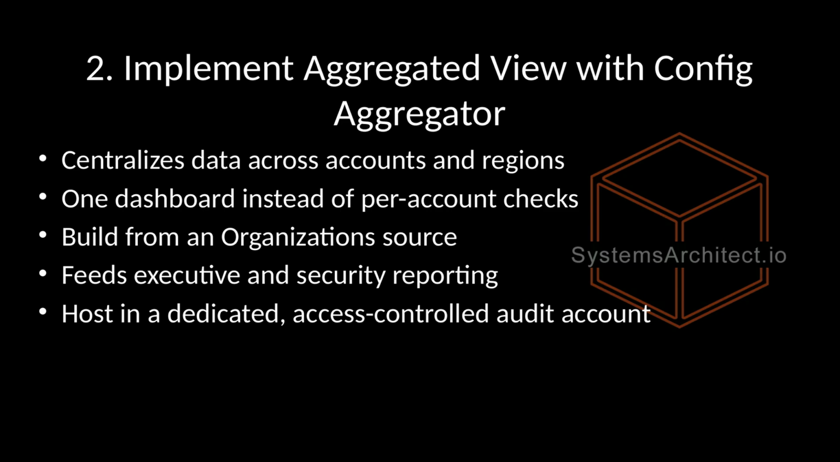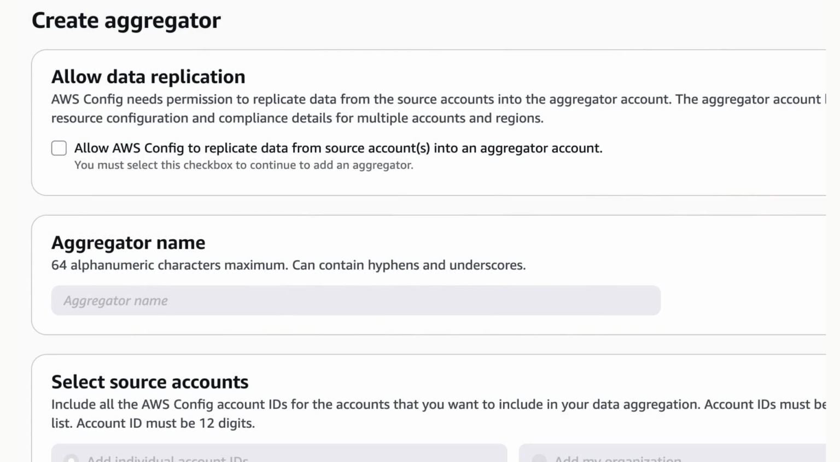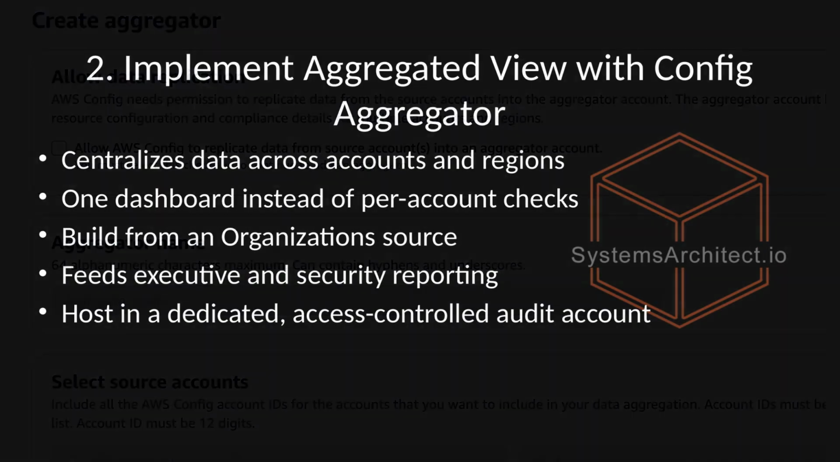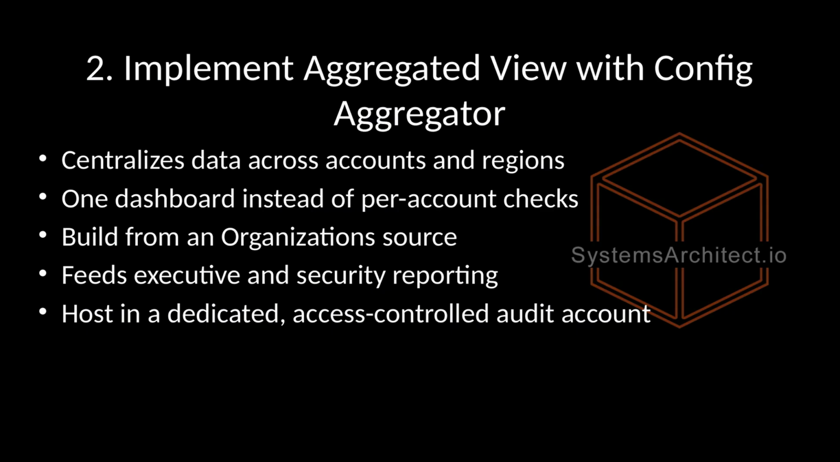2. Implement aggregated view with Config Aggregator. A Config aggregator pulls configuration and compliance data from multiple accounts and regions into a single queryable view instead of logging into a dozen accounts to check status separately. This is especially valuable once you're running Config across separate production, staging, and sandbox accounts. Aggregators can be built from an AWS Organization source, which automatically includes new accounts as they're created. A good practice is to host the aggregator in a dedicated, access-controlled audit account.